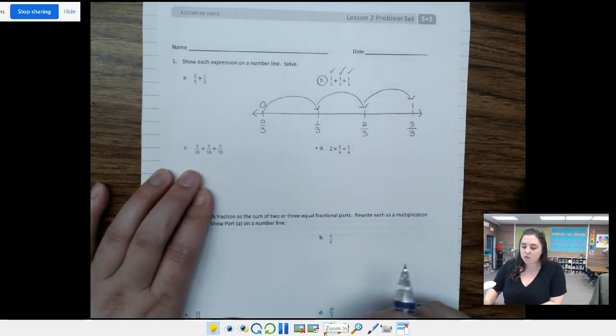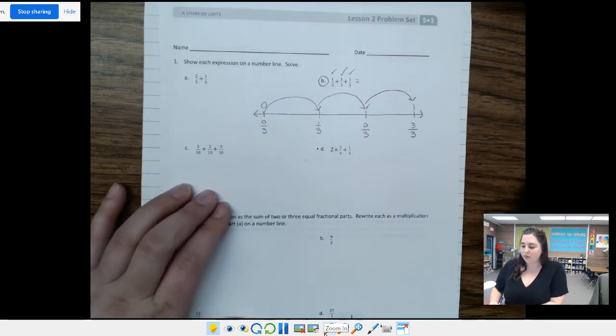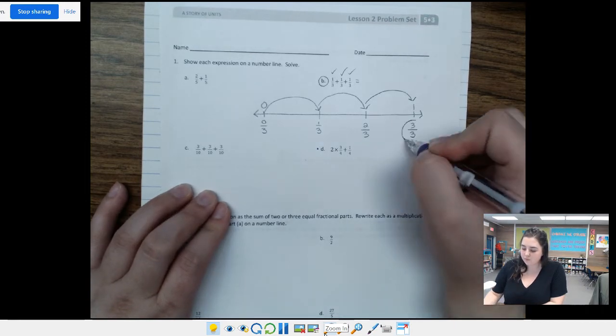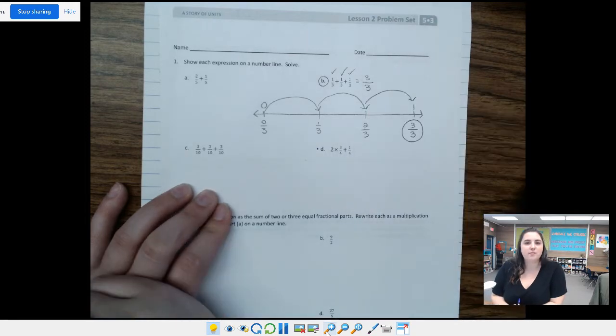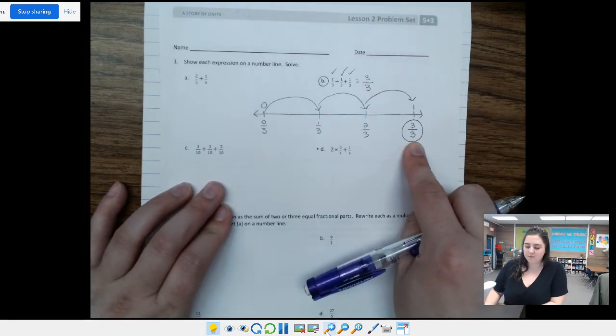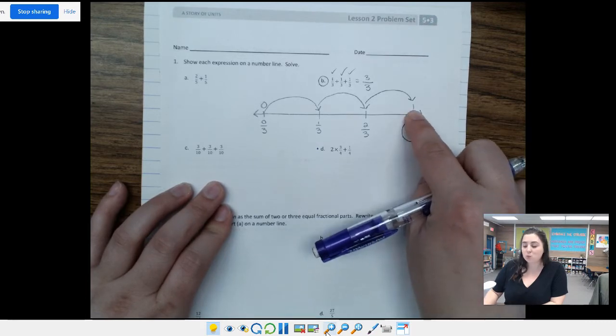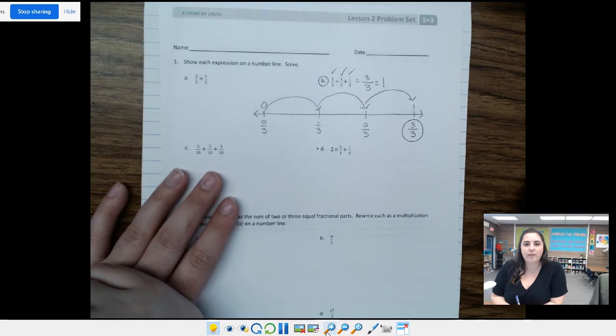Done. So what do I have? What would 1 third plus 1 third plus 1 third be? 3 thirds. Is there another way I could write that? Well, remember that's the same as 1. If I have 3 out of 3 parts, I have 1.